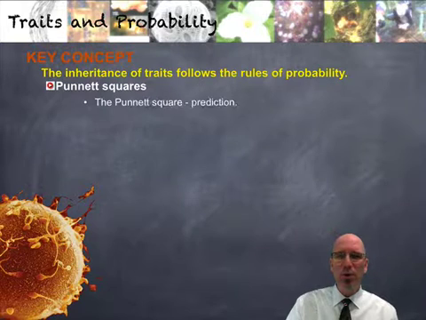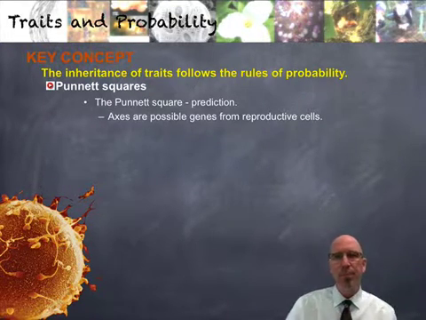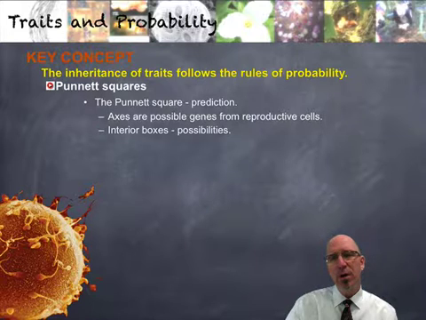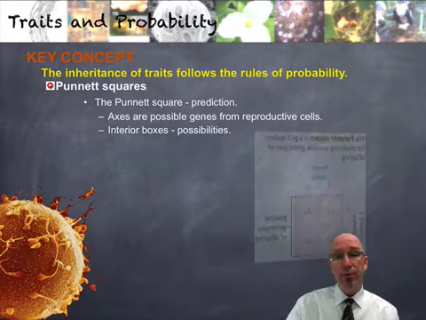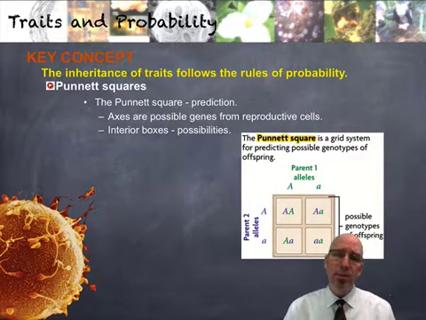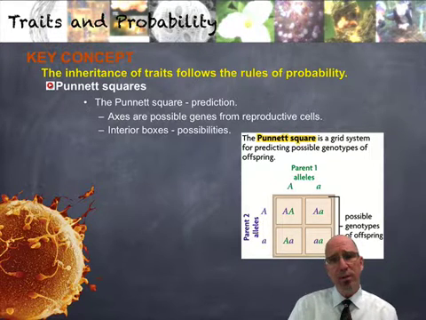Anyway, so Punnett squares. Punnett squares are about the business of prediction. On the axes of the Punnett square, and we've talked about this a little bit already, that's where we put the genes, the haploid reproductive cells, one gene for each trait. And then the interior boxes show the possibilities, either phenotype or genotype.